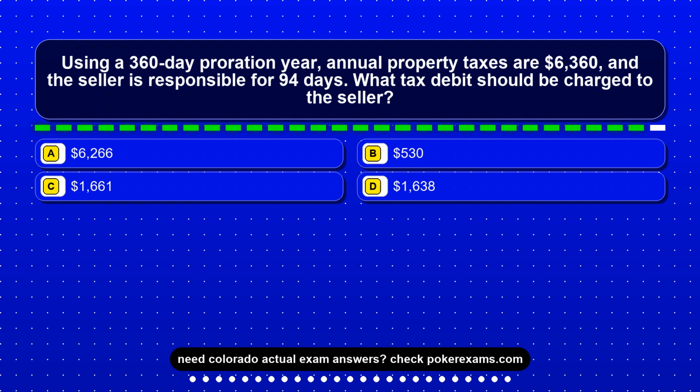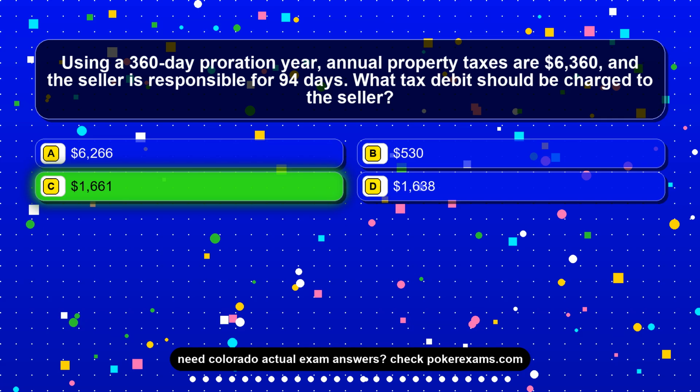Question 24. Using a 360-day proration year, annual property taxes are $6,360, and the seller is responsible for 94 days. What tax debit should be charged to the seller? Option A, $6,266. Option B, $530. Option C, $1,661. Option D, $1,638.